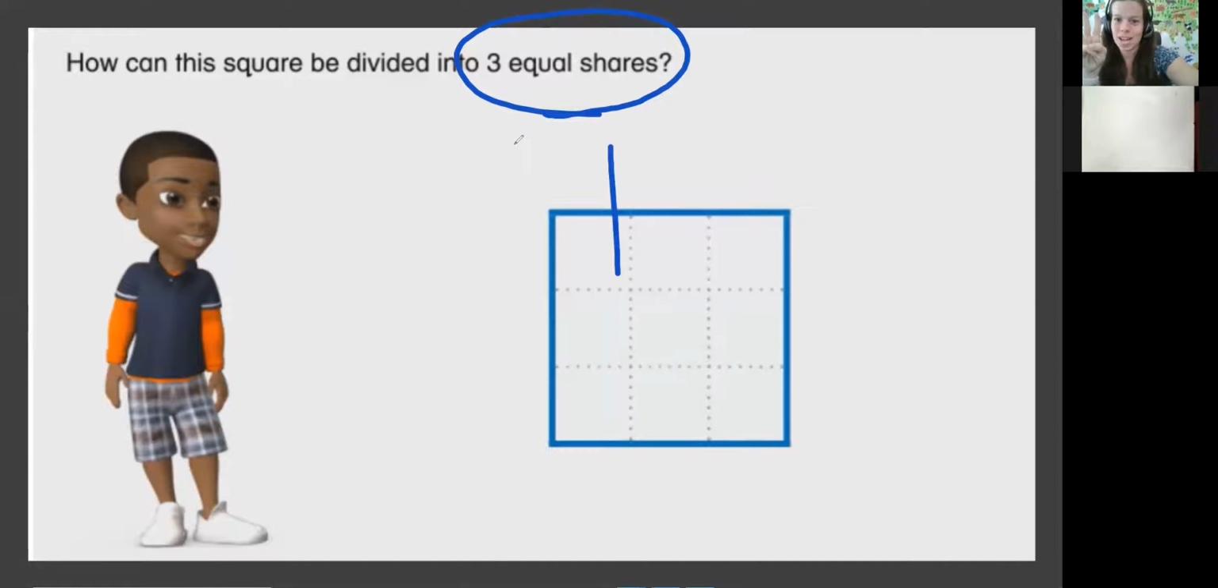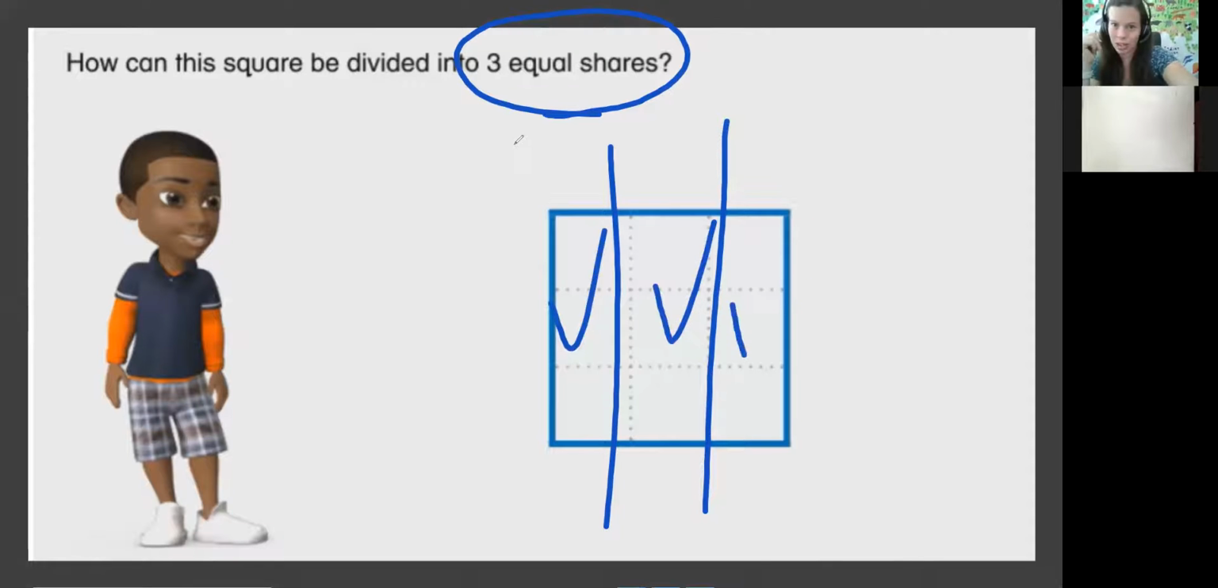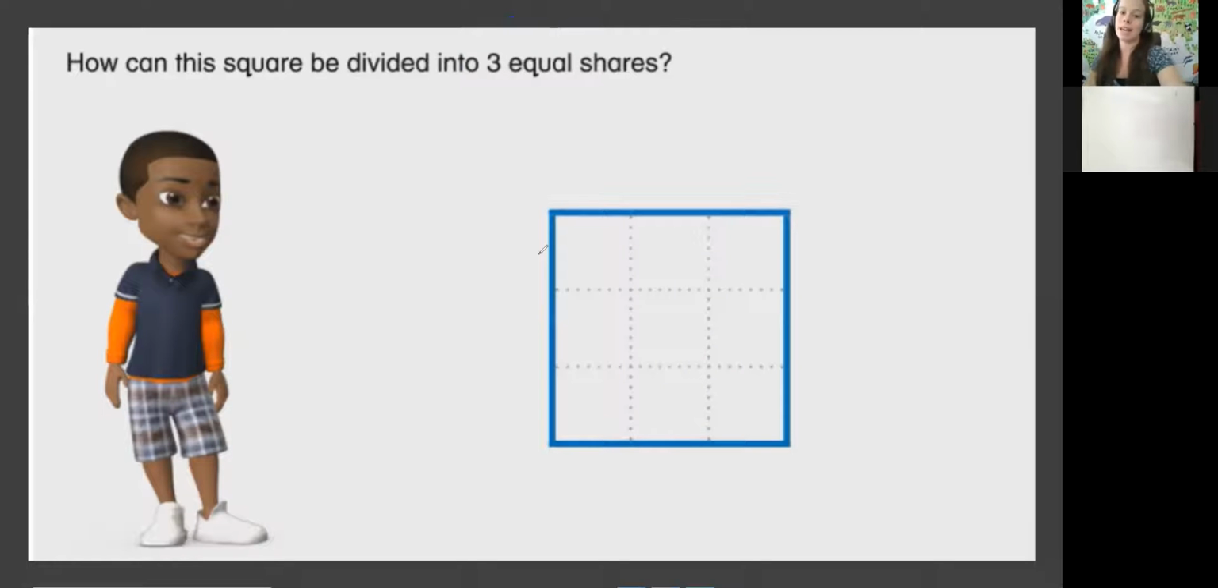Yeah, we could go up and down like that. That would work. You get this one, you get this one, you get this one. How many little squares does each person get? There's 3, so we can count. 1, 2, 3, good. 1, 2, 3, 1, 2, 3, just to make sure we did it right. You could also go side by side. 1, 2, 3, 1, 2, 3, 1, 2, 3.